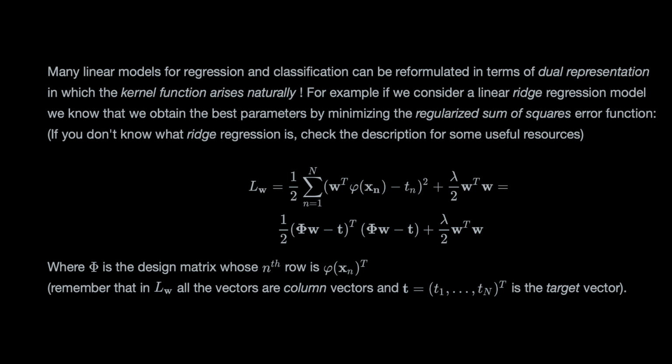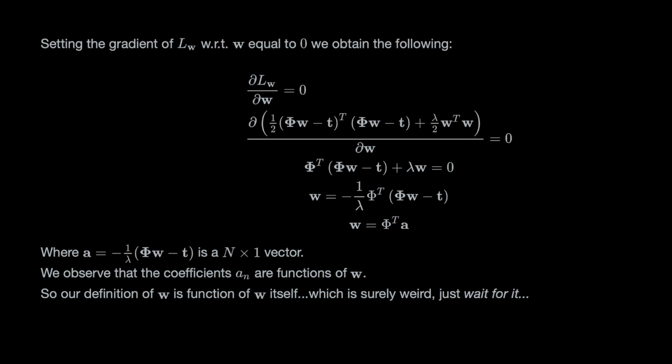Suppose we have the following loss function L of w, where phi is the design matrix whose nth row is phi of x_n transposed. Remember that in the loss function, all the vectors are column vectors, and t is the target vector. Setting the gradient of the loss function with respect to w equal to 0, we obtain the following, where a is an n-dimensional vector.